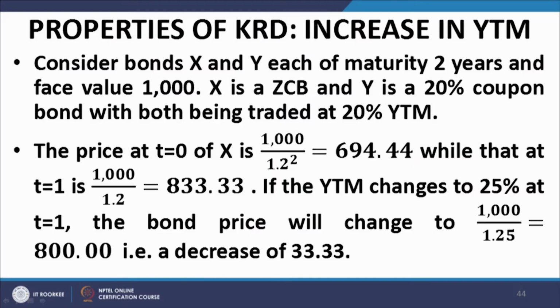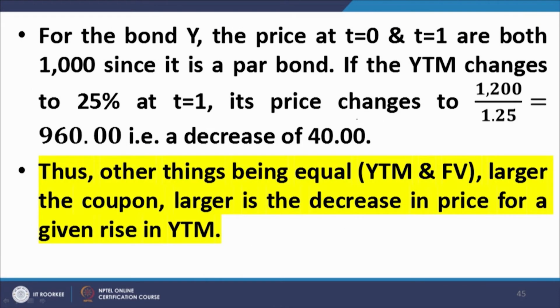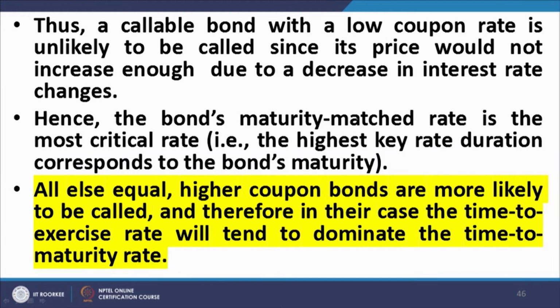The same analysis is done for an increase in YTM. I will not go through it. The exercise is absolutely parallel to what we discussed just now. So, no point in repeating the same process, but the inference is very interesting. The inference is that a callable bond with a low coupon rate is unlikely to be called, since its price would not increase enough due to a decrease in interest rate changes.